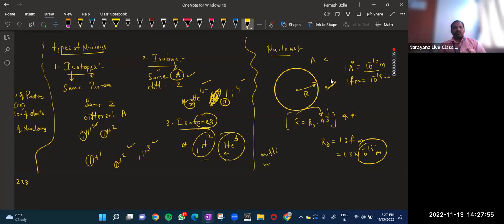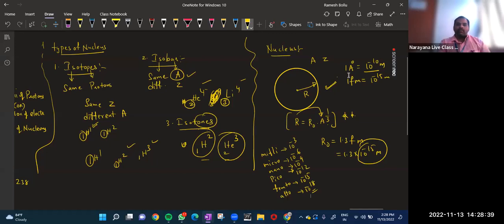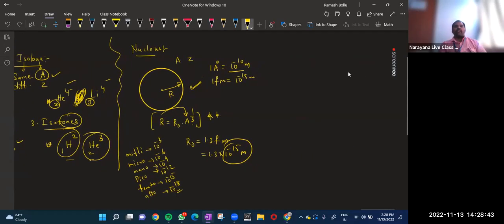Milli, micro, nano, pico, femto, atto. The next one after atto, I'm not sure. Milli means 10 power minus 3. Micro means 10 power minus 6. Nano means 10 power minus 9. Pico means 10 power minus 12. Femto means 10 power minus 15. Atto means 10 power minus 18. Is the point clear?